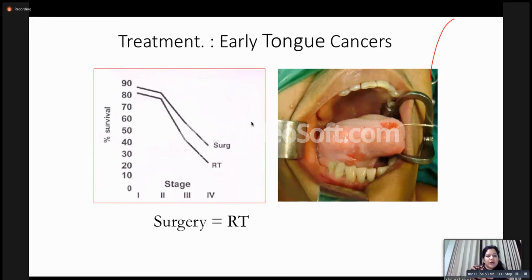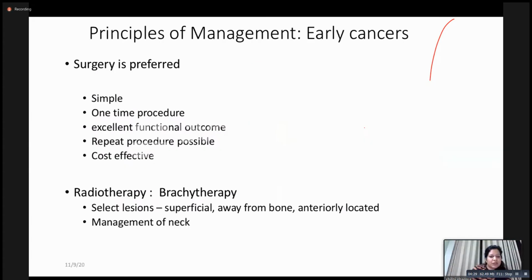Now, for early tongue cancer, as we can see in this diagram, for stage 1 and stage 2, the oncological outcomes are similar. As the stage advances, surgery becomes a better modality of treatment for outcomes. So for early stage 1 and 2, surgery is equal to radiotherapy, but I would say for early tongue cancer, surgery is preferred not because I'm a surgeon, but because it has many advantages.